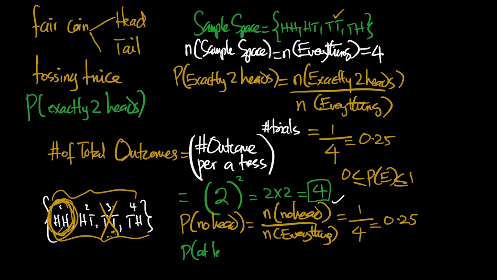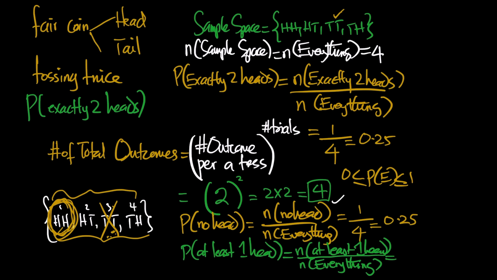Now, what if it says we should look for the probability of at least one head? The probability of at least one head is the number of at least one head divided by the number of everything. Now, the number of at least one head means that it could be one head or more. Right here, this is one of them: tail and a head. This one, there's no head here, so it's not part. There's at least one head here, and there's also another head. There are 3. The number of at least one head is 3, divided by everything, which is 4. And then the answer is 0.75.